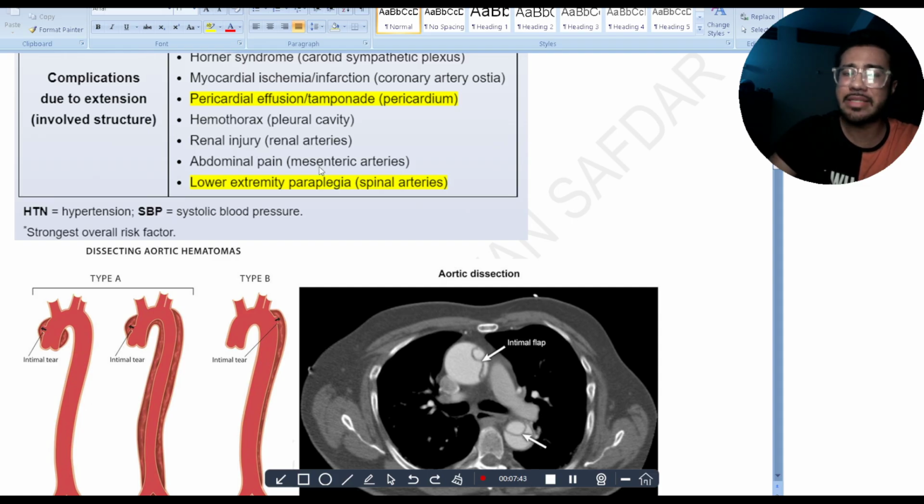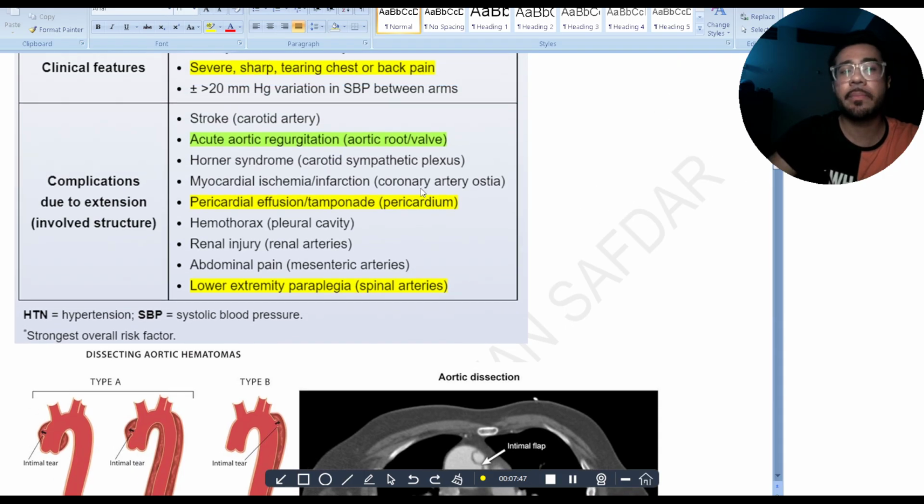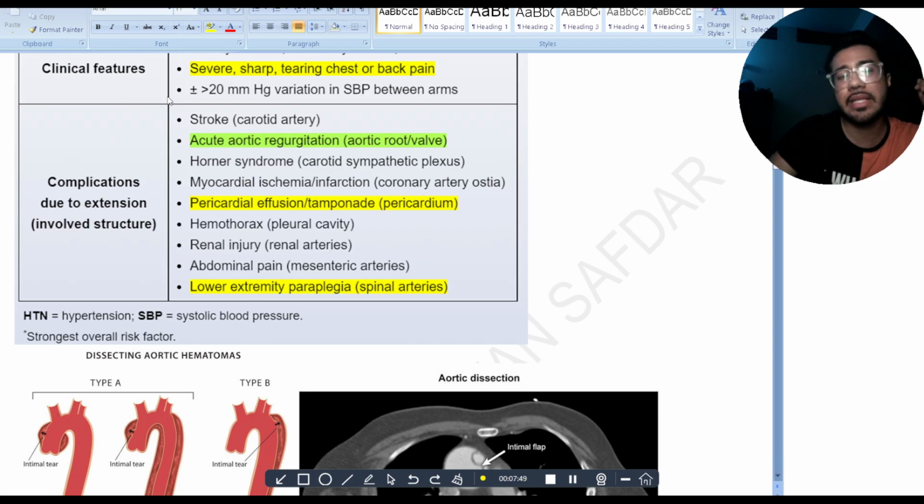Abdominal pain, mesenteric arteries, lower extremity, paraplegia, spinal arteries. So the higher ones that also make sense are the stroke, acute aortic regurg, really high yield, myocardial ischemia infarction, really high yield, pericardial effusion tamponade. The king of high yield here is this pericardial effusion tamponade. Hemothorax, yeah, if the blood leaks into the chest cavity. Renal injury, AKI, yeah, that also happens.